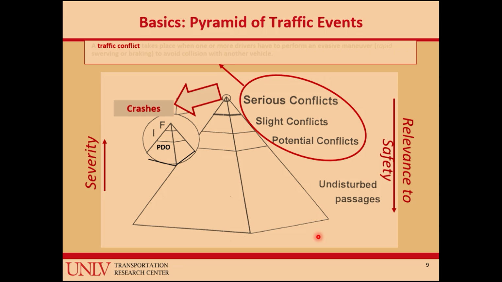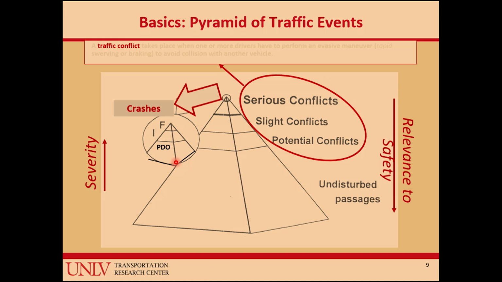This is a traffic safety pyramid in terms of the events. What we have here at the very top are the crashes. At the bottom are undisturbed passages, basically trips. So, you have many trips for which you may have a smaller number of potential conflicts, an even smaller number of slight conflicts, more serious conflicts, but at the very tip are the crashes, which I have zoomed in here, on the KABCO scale: fatal, A, B, C, injury and property damage.